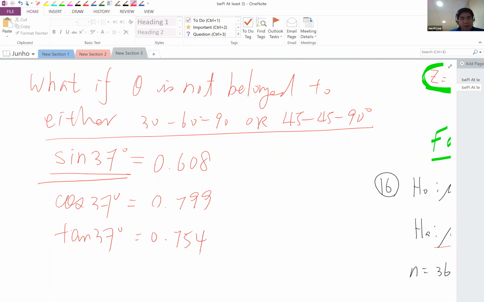But sine, cosine, tangents are easier. But what if we are doing cosecant, secant, and cotangent? Okay, so cosecant 37, which means this is 1 over sine 37. So you can measure. So I stop sharing for a second and show you how to do.